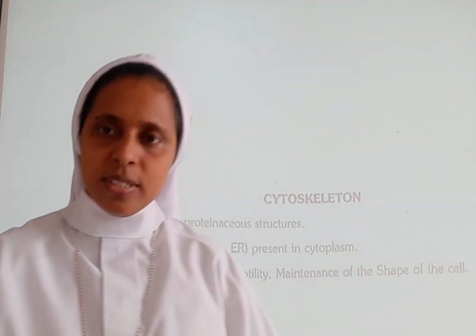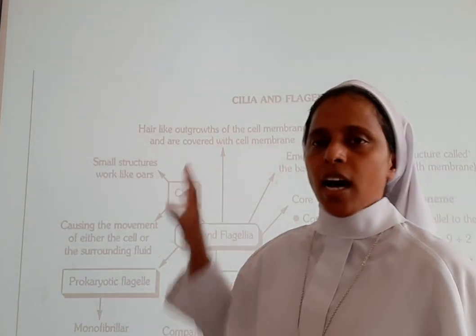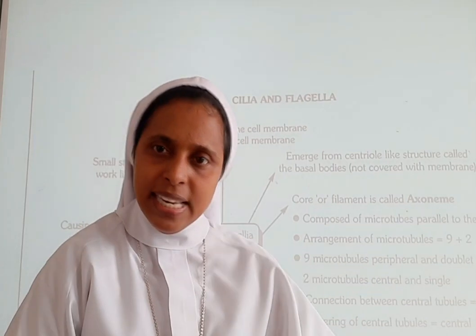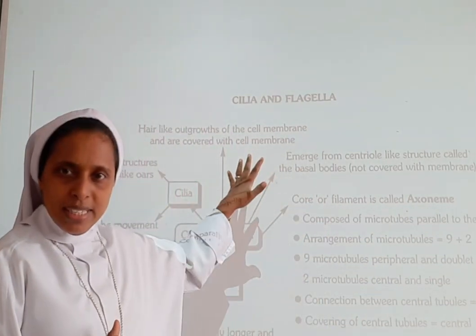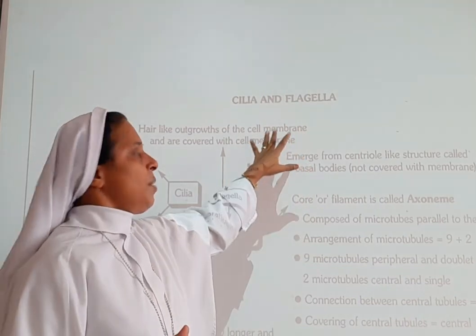Now moving forward. Here is the image of a cytoskeleton. So moving forward with the cilia and flagella. What do we understand by cilia and flagella? We know that cilia are the hair-like outgrowths of the cell membrane.